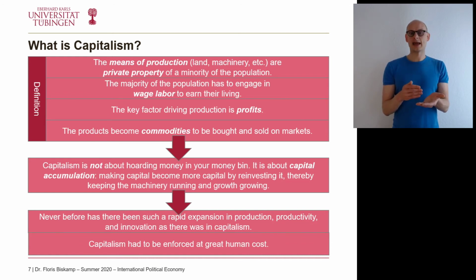However, you must also say that capitalism had to be enforced at great human cost. And you can easily see that if you look at the definition that I gave you at the beginning, because in order to have this kind of economy in which the means of production are concentrated among a minority of the population and in which the majority of the population will have to engage in wage labor to do their living, that's a condition that has to be made at first, which means that a lot of the population had to be separated from their means of production, from their land.